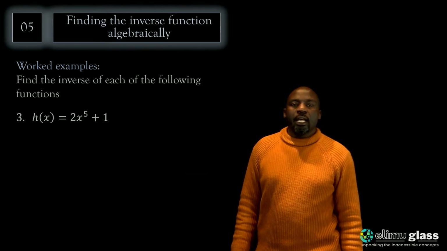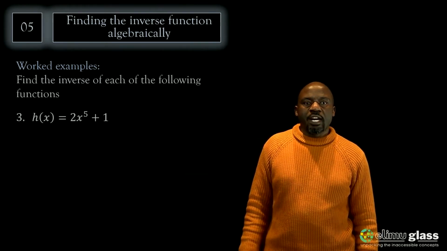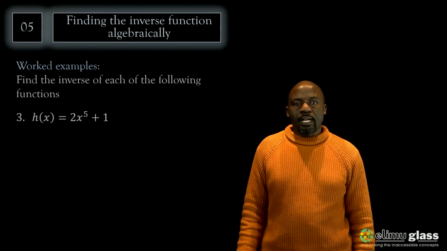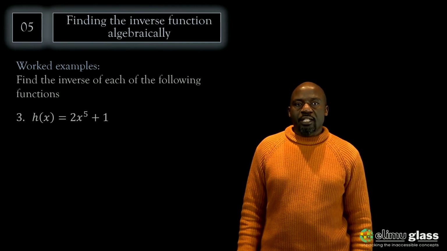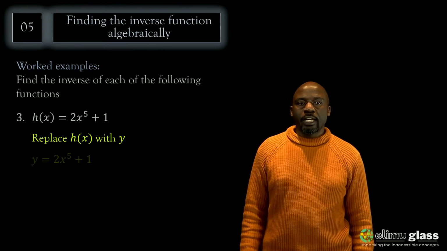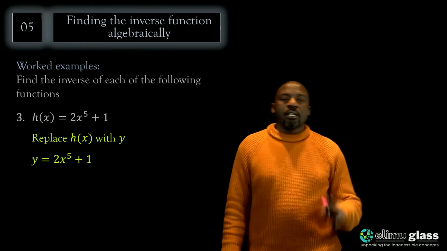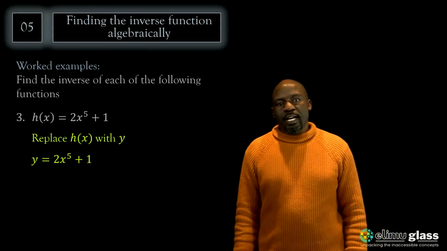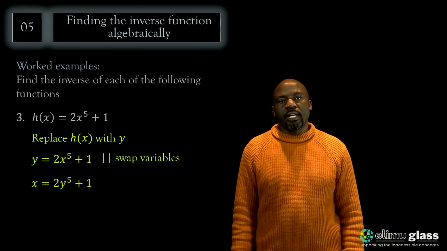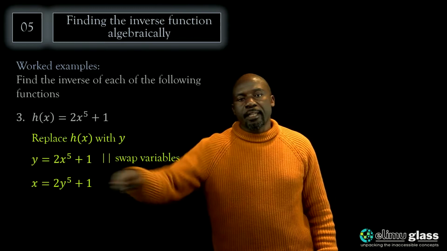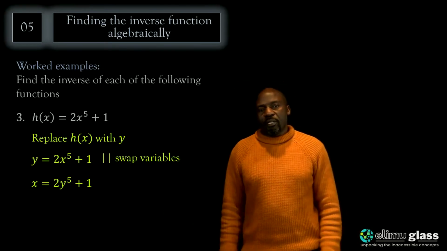Question number 3, h of x is 2x power 5 plus 1, right? Replace h of x with y, okay? We have y is 2x power 5 plus 1. Swap the variables, x and y. So where there is y, put x, and where there is x, put y, like that. Now make y the subject of the formula.